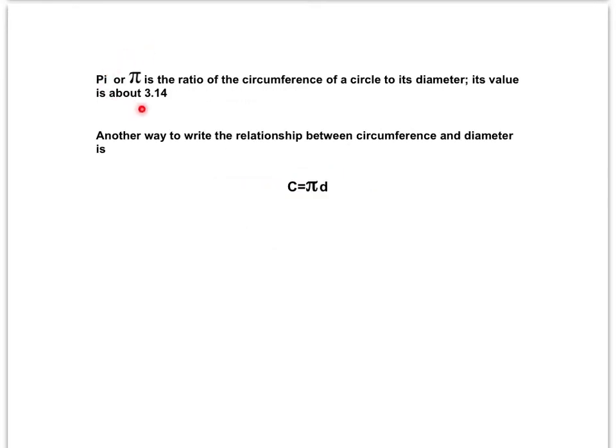Pi, or the symbol represented here, is the 16th letter of the Greek alphabet, and it is known as the ratio of the circumference of a circle to its diameter, and its value is about 3.14. Another way to write the relationship between circumference and diameter is through the equation circumference, or c, is equal to pi times d, or diameter.